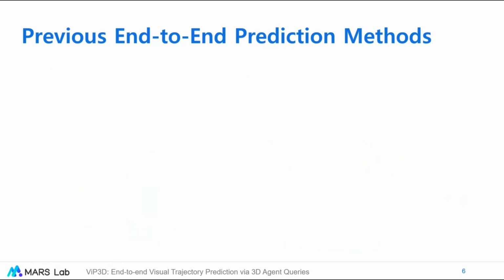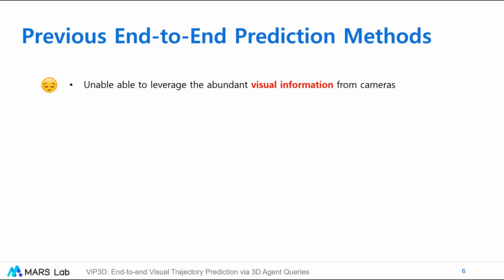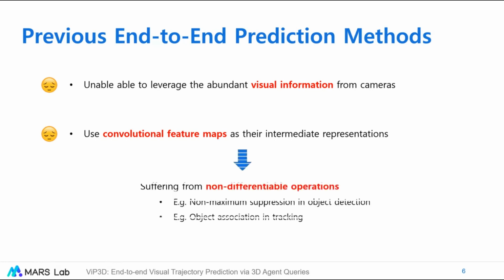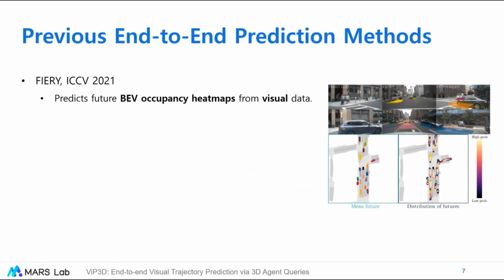Though these end-to-end methods suffer from a couple of limitations. First, they are not able to leverage abundant fine-grained visual information from cameras. Second, these modules use convolutional feature maps as their intermediate representations within and across frames. So they suffer from non-differentiable operations, such as non-maximum suppression in object detection and object association in multiple object tracking.